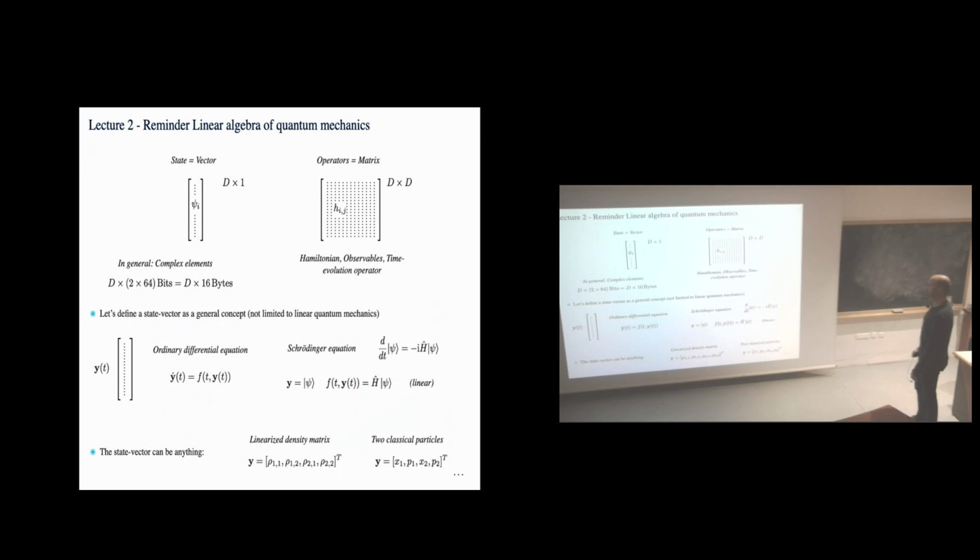Okay, so just as a reminder, this is a repeated slide from the first lecture. In quantum mechanics, we want to have our state vector description. So we have our d-dimensional Hilbert space, with d elements in this vector, d complex numbers, and we have the Hamiltonian matrices, which are these d by d matrices.